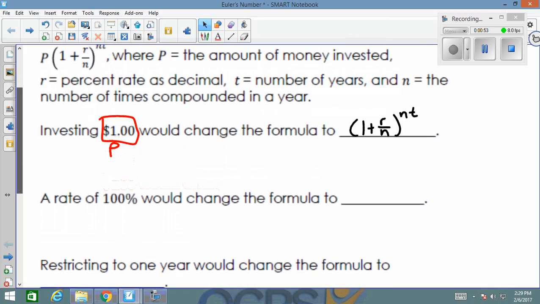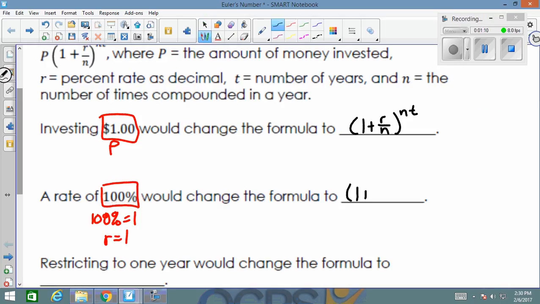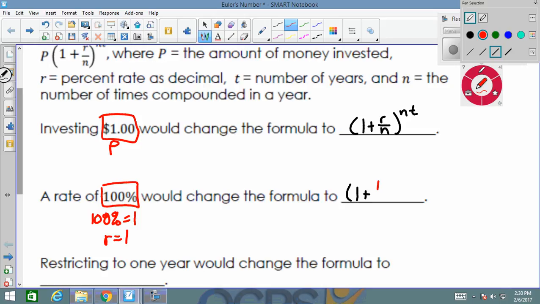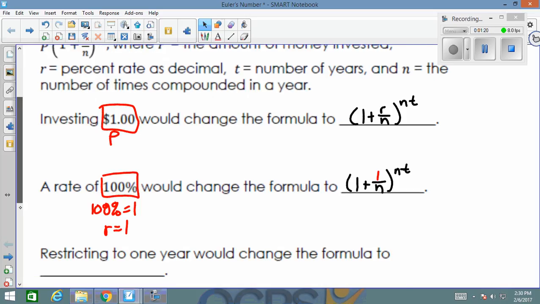Okay, then it says, take the formula we just put in, and now we're going to change that rate to 100%. As a decimal, 100% is changed to the number 1, so R is 1. So it's going to be 1 plus our R, which is 1, over N to the NT. And what we're doing is we're coming up with Euler's formula right now.